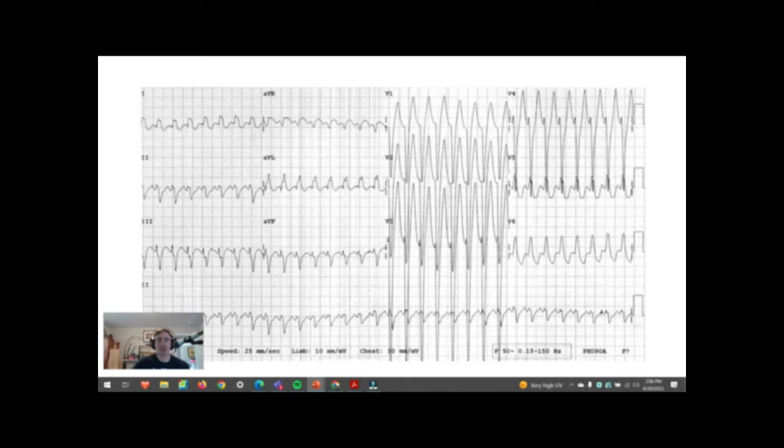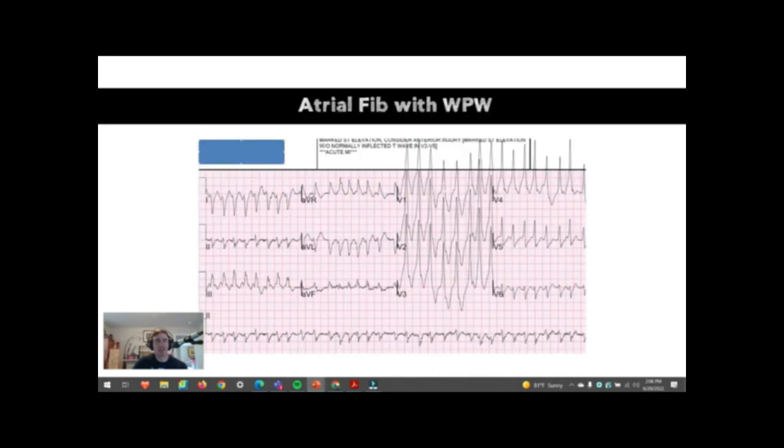What is this? Is it wide? It looks wide. It's hard to measure, right? But it's wide. Is it fast? Yeah, it's fast. It's faster than 150 beats a minute, because one thick line to one thick line is 300, and then two big boxes is 150, so it's faster than that. And it's regular, right? It's not irregular. So what are we going to call this? SVT.